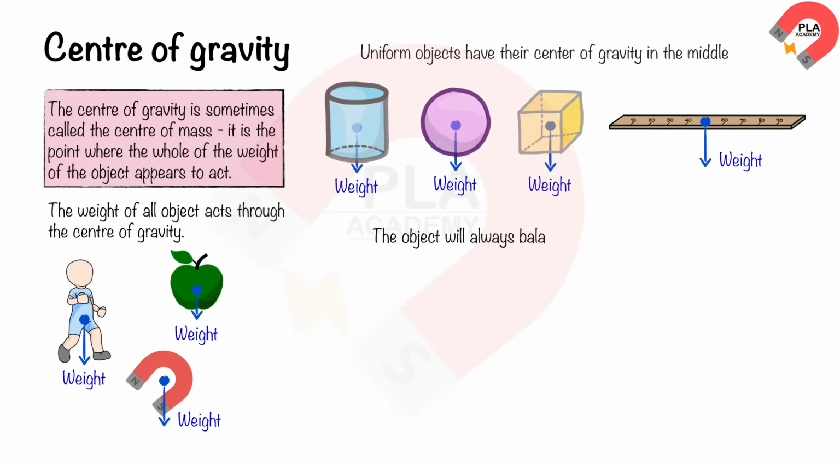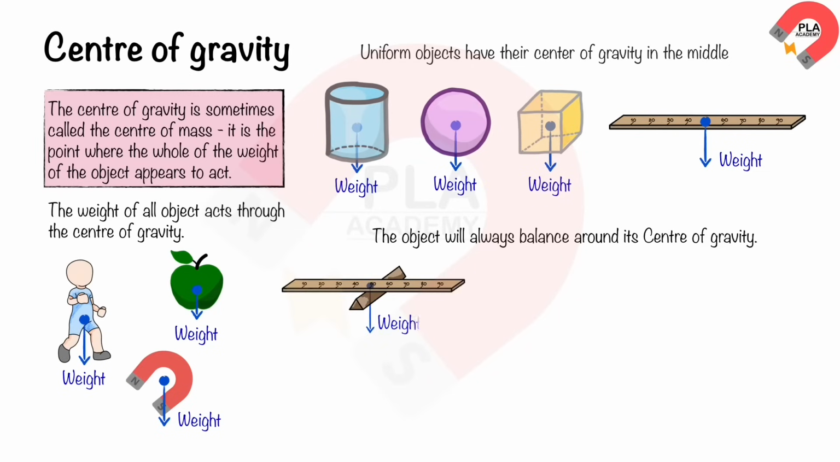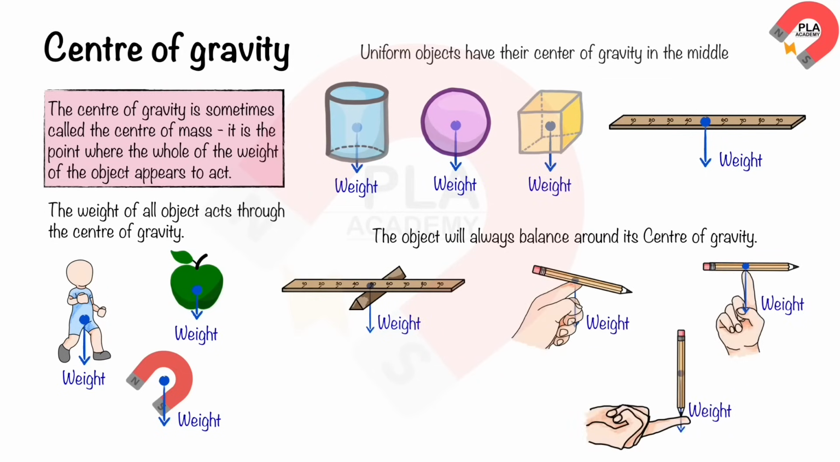The object will always balance around its center of gravity. For example, the wooden meter rule is balancing on the pivot at the 50 centimeter mark, as shown. You can try balancing a pencil on your finger, as shown. The person is walking on the rope, as shown.